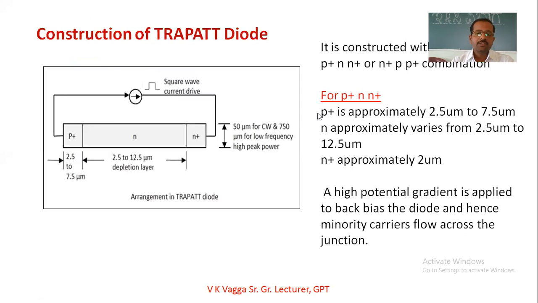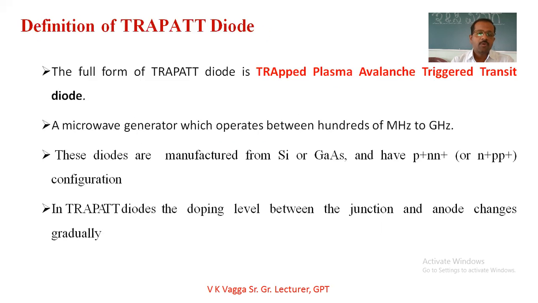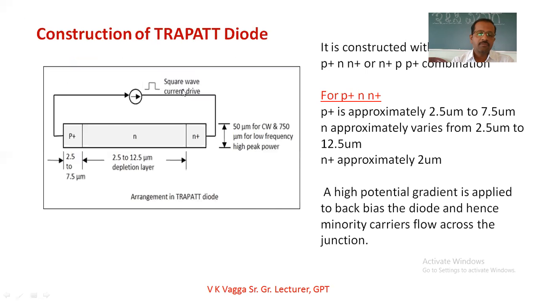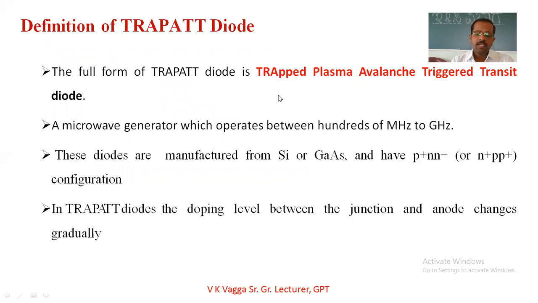So in this class, I have explained the introduction of the TRAPATT diode. It is the trapped plasma avalanche triggered transit diode. It acts as a microwave semiconductor generator. It is operated from hundreds of megahertz to gigahertz. It is implemented with silicon or gallium arsenide, GaAs.